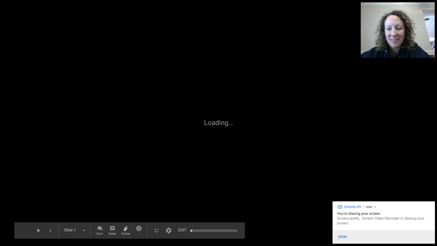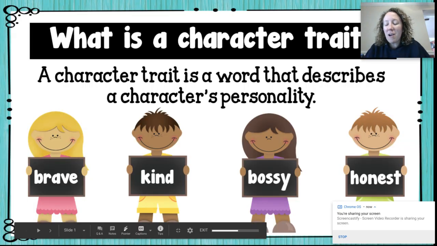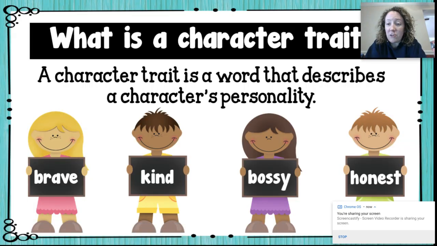Hey guys, welcome back. All right, so we are continuing our lesson from yesterday where we're talking about character traits. Today we're just going to review more specifically what a character trait is.